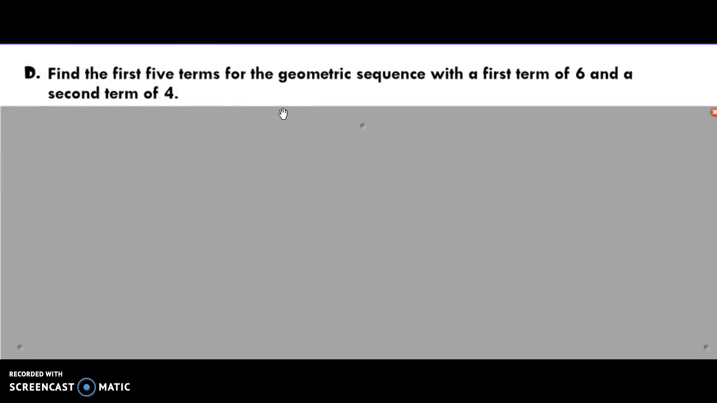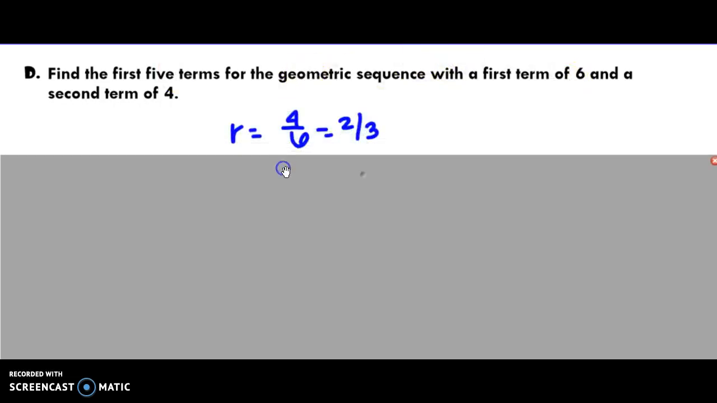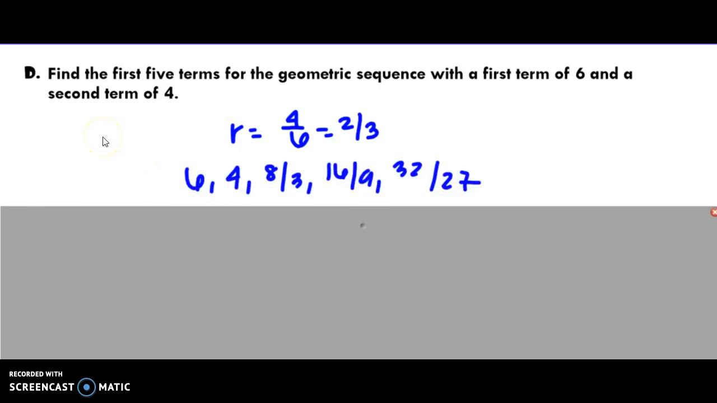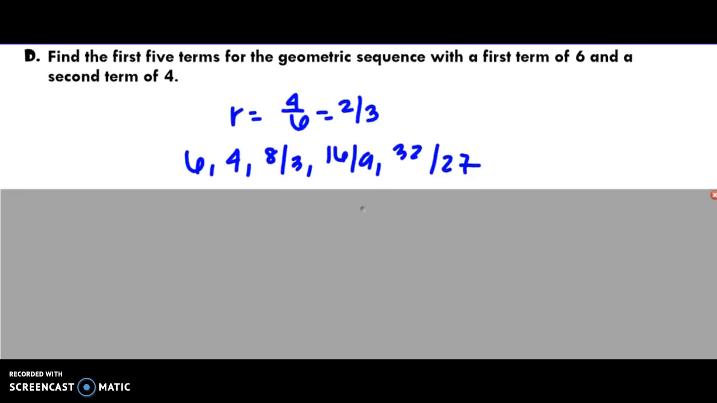Example D, find the first 5 terms for the geometric sequence with a first term of 6 and a second term of 4. So I know my first term, but I also need my ratio. So to find my ratio, I'm again going to take that second term and divide it by my first term. So 4 divided by 6 gives me a ratio of 2/3. So I know my first term is 6 and my second term is 4. To find my third, I'm just going to multiply by 2/3 and then multiply that by 2/3, etc. So that will leave me with the sequence 6, 4, 8/3, 16/9, and 32/27. So just multiplying by that ratio each time.